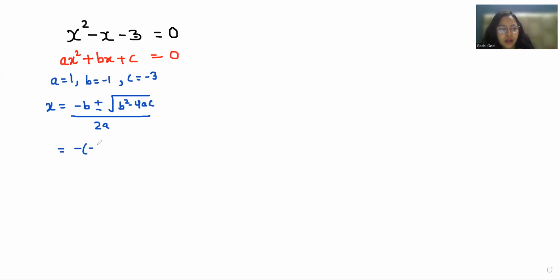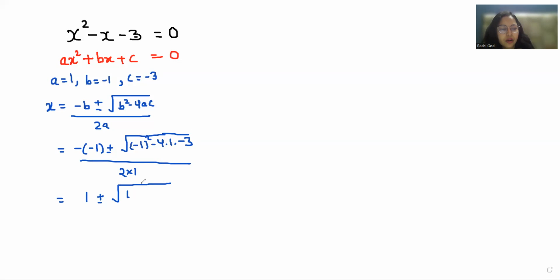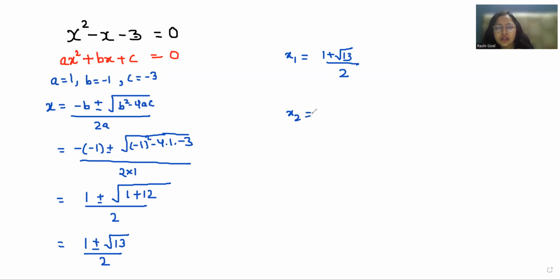So negative negative 1 plus minus under square root negative 1 square minus 4 times 1 times negative 3 by 2 times 1. So 1 plus minus under root 1, 4 times 1 is 4, times 3 is 12, positive 12 by 2. So 1 plus minus under root 13 by 2. We know that 13 is not a perfect square. So our x1 is 1 plus under square root 13 by 2, and x2 is 1 minus under square root 13 by 2.